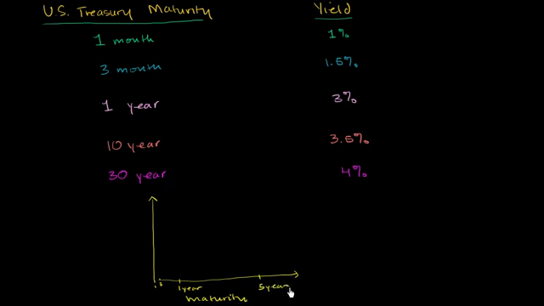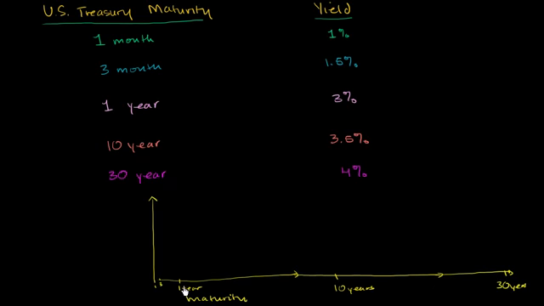Let's do a 10 years. So I'll extend my line over. So 1 year, maybe 10 years is over here. 10 years. And then you have 30 years. And I'll just draw 30 years as far as I can. It's not completely to scale, but it's my best shot.